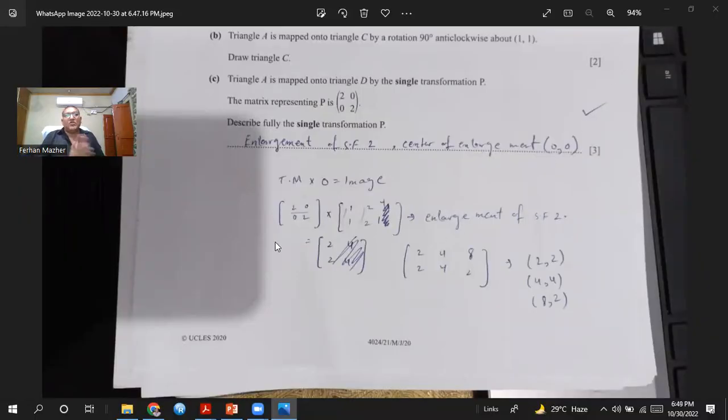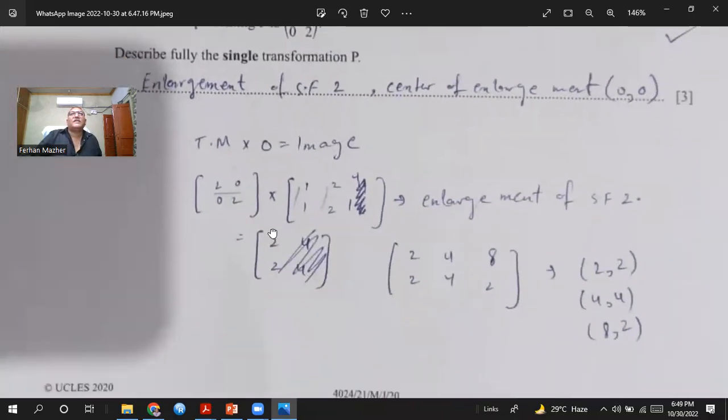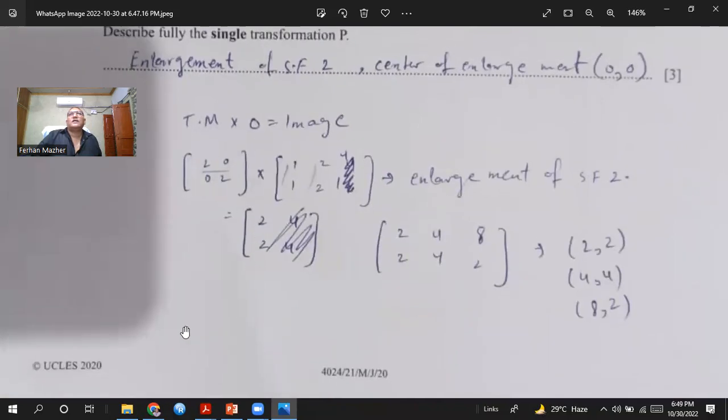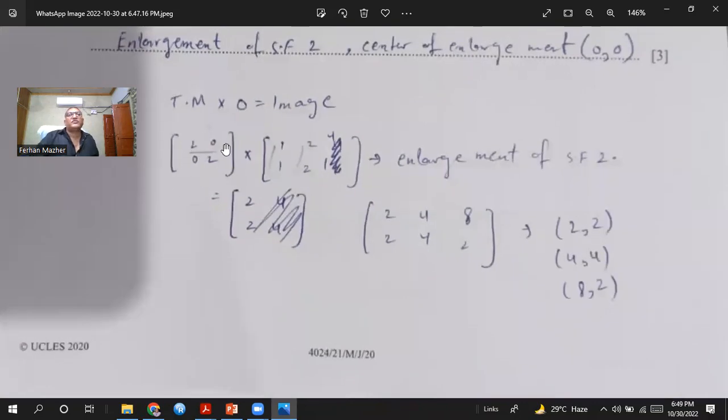So you can see that here I am trying to show that. This is the transformation matrix (2, 0; 0, 2), and I will multiply it with the coordinates of the object, which are (1,1), (2,2), (4,1). These are the coordinates of the triangle A, and that's our object. So from here I will take the rows, from here I will take the columns.